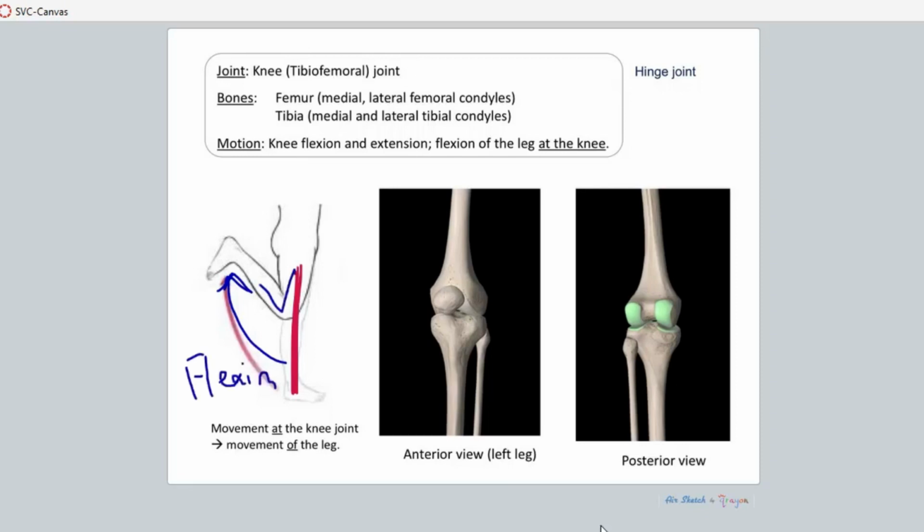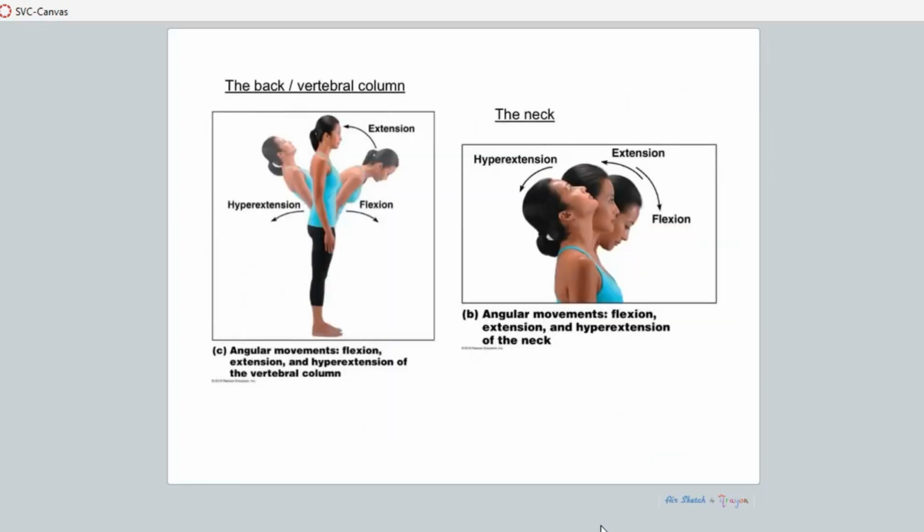So we're decreasing the angle of the joint there. Then we bring it back out. That's extension. And this is another joint where we do not want hyperextension of the knee. These are some more flexion and extension things going on here.